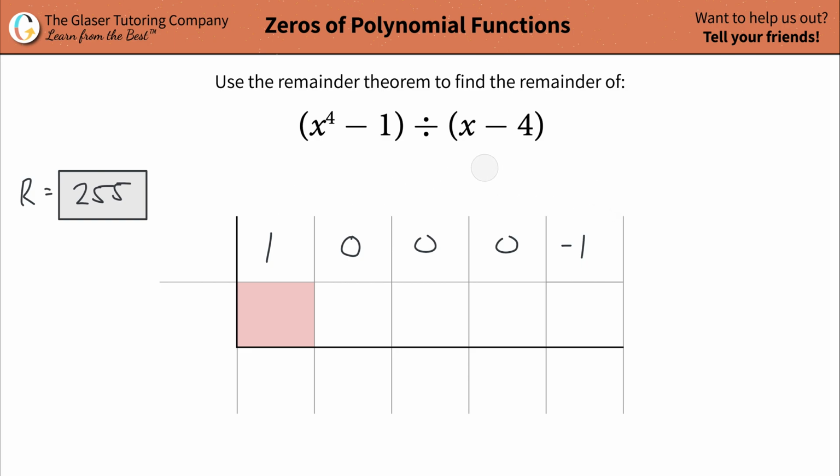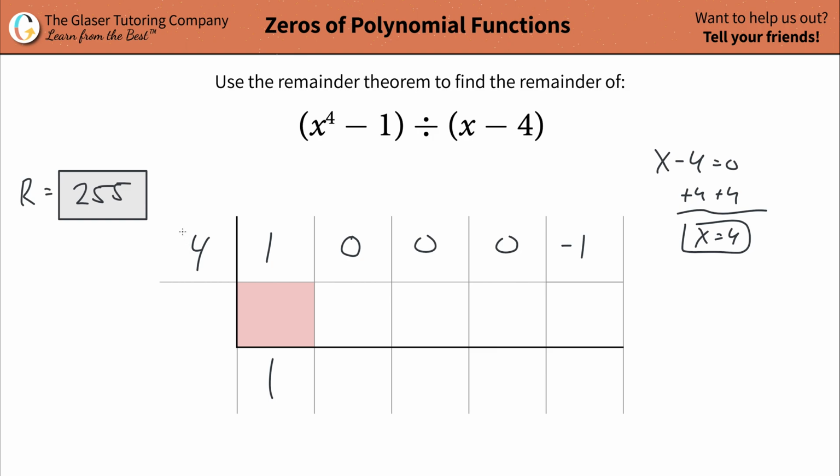Now to figure out the value that goes on the outside, you're going to take this divisor, set it equal to 0, and solve it for x. Doesn't that look very similar to what we did before? Yes, it does. So this is basically k. Then you're going to drop the 1 down and follow a simple series of steps.